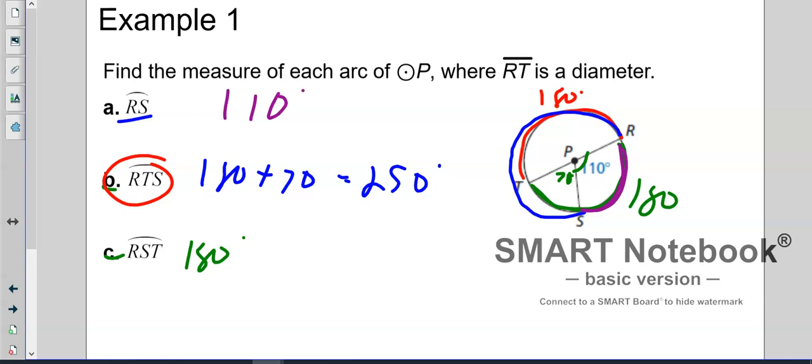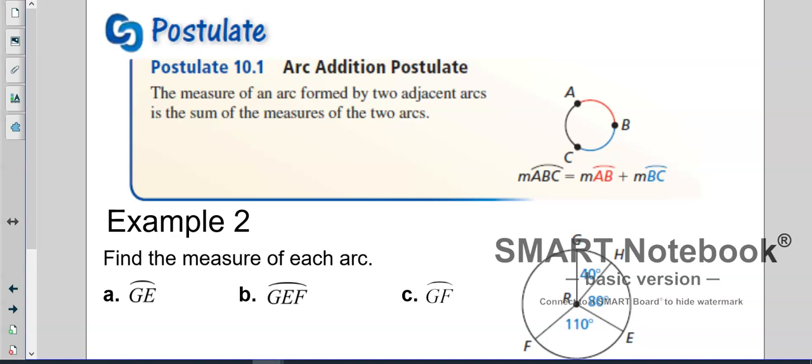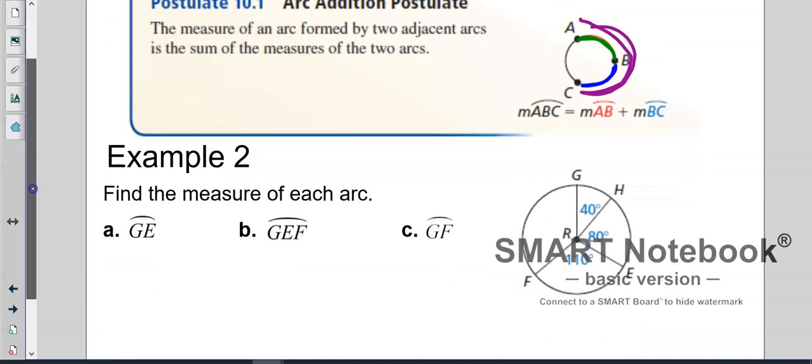Okay, moving on. Again, if it's going too fast, hit pause, rewind, whatever you need to do. The arc addition postulate: the measure of an arc formed by two adjacent arcs is the sum of the measure of the two arcs. Kind of one of those things that's just kind of like duh. So ABC, from A to B to C, is made up of AB and BC. Kind of one of those common sense rules, really.